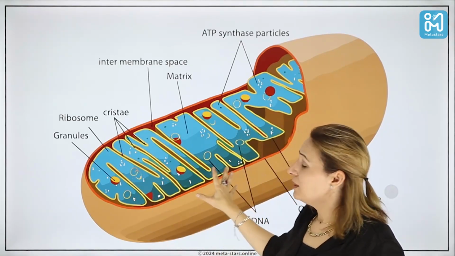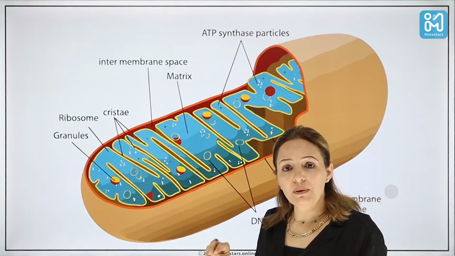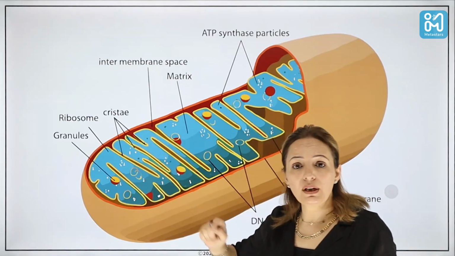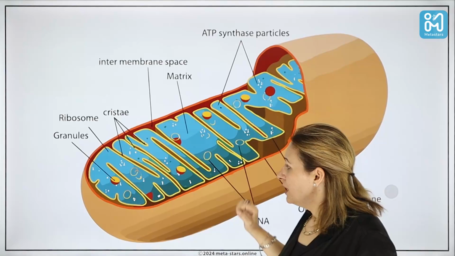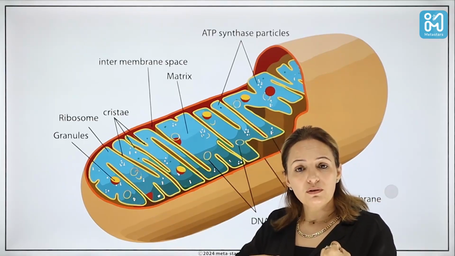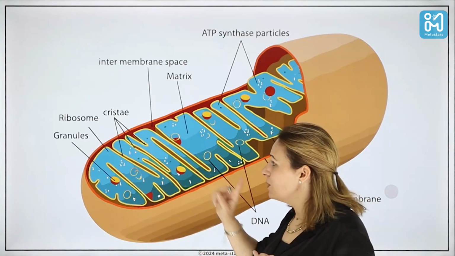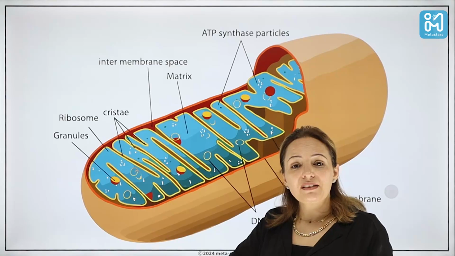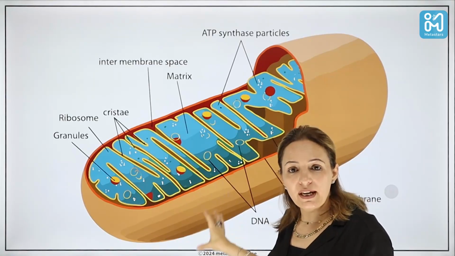Now, for the ATP synthesis, we need an enzyme that is called ATP synthase, and this enzyme is found a lot on the crista membrane, where the production of ATP is at its maximum. The mitochondria has its own ribosomes to produce its own proteins, its own enzymes, and as well the mitochondria has its own DNA. Now, the DNA that is found inside the mitochondria is also responsible for its replication.